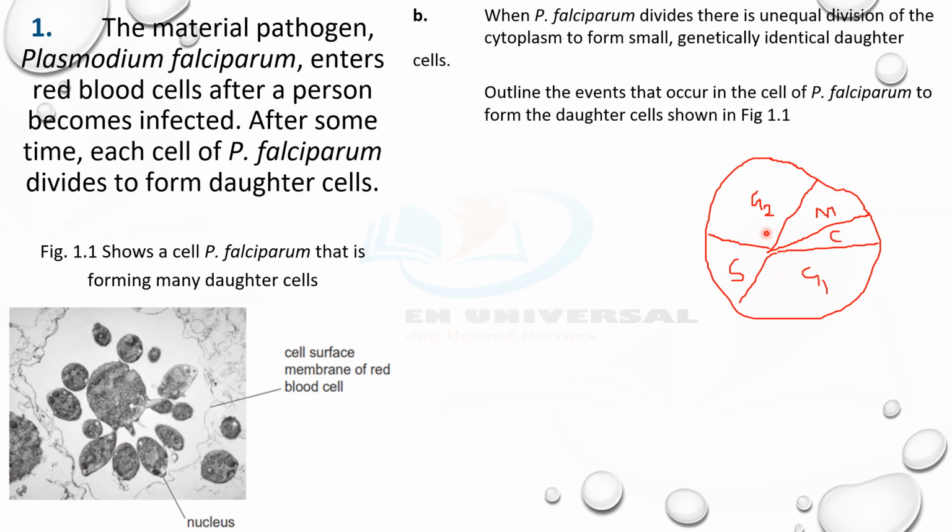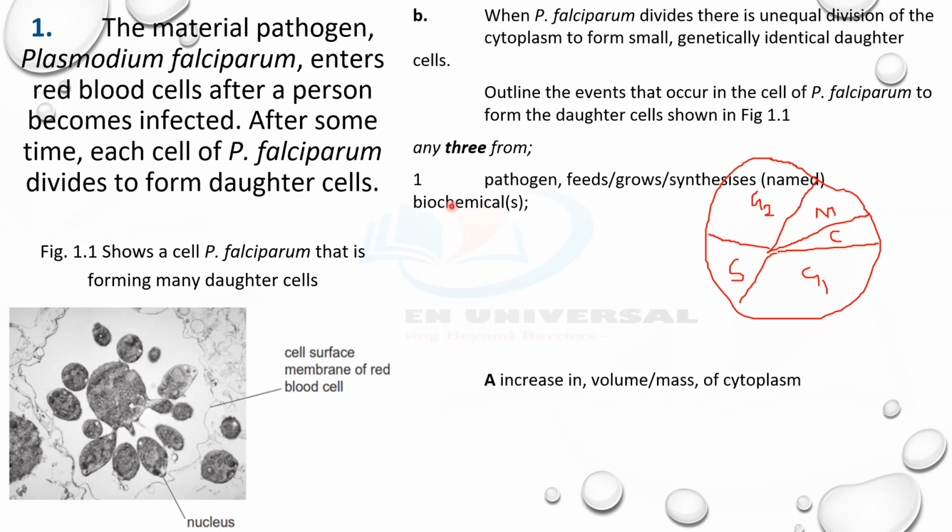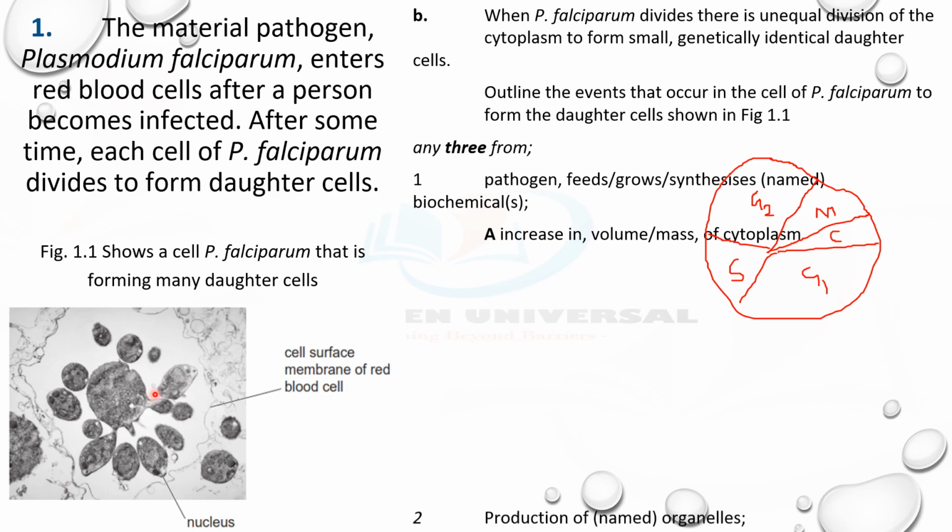Okay, these are the events it goes through. So let's look at the answer. Any 3. So a pathogen feeds and grows, synthesizes. Okay, so this synthesizes means it's going to make chemicals, proteins. So it increases in volume, of course, the mass of the cytoplasm, because it's going to grow big. It's going to grow big before it can divide. If it doesn't grow big, it cannot divide.